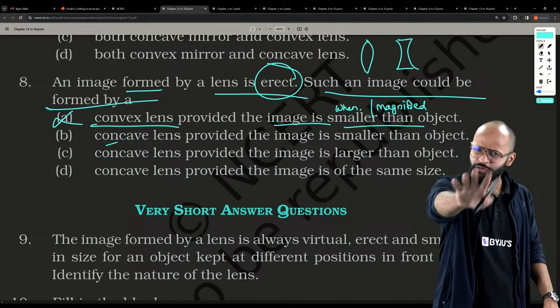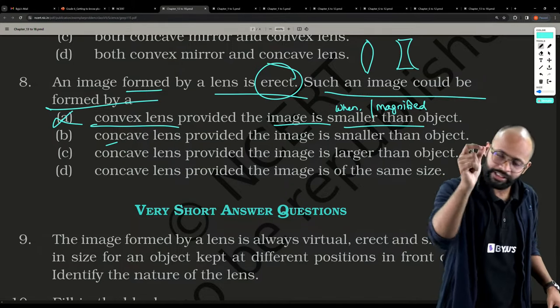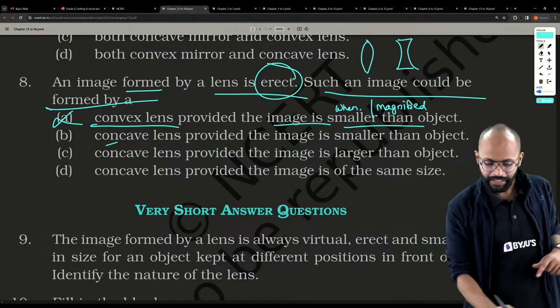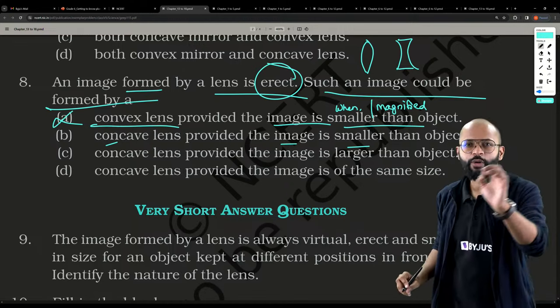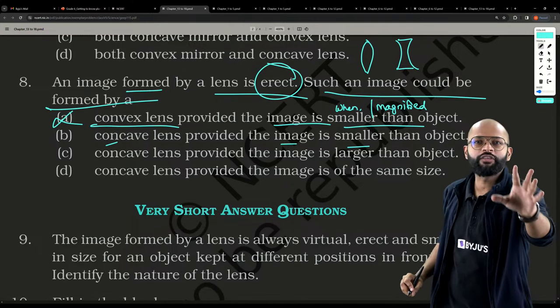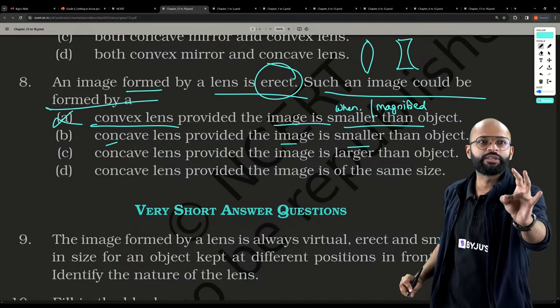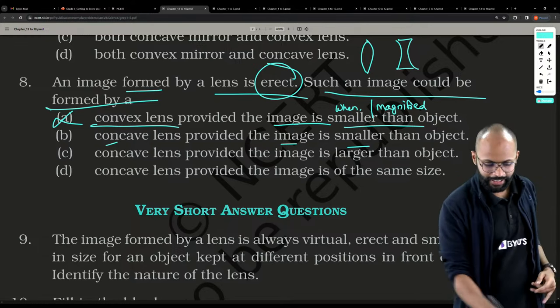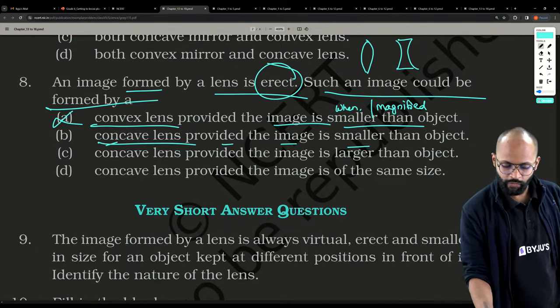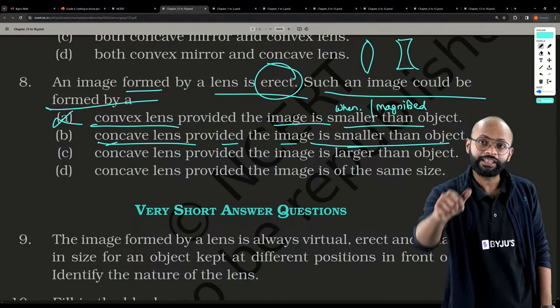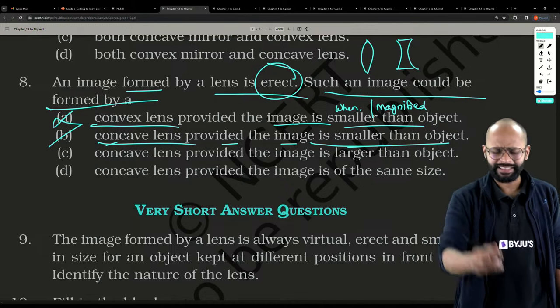Concave lens. Can it form a virtual image? Yes, sir. Can it form an erect image? Yes, sir. It will always form an erect image. How will the image size be? Smaller than the object. This is true. It always forms a virtual, erect and diminished image. Correct. So that's why concave lens provided the image is smaller than the object. Seems right. Let's check the rest.